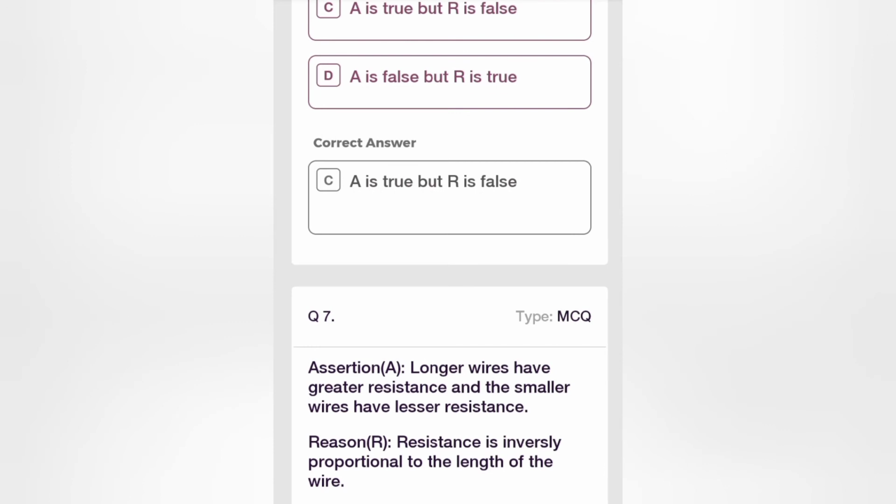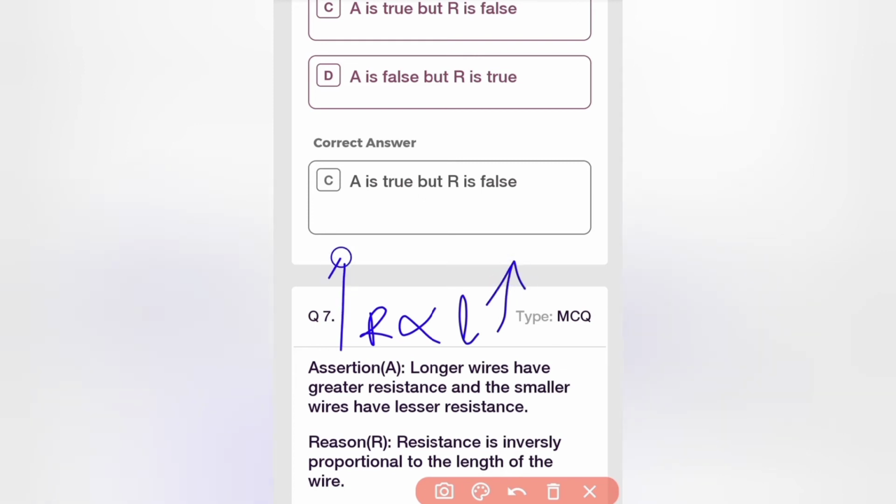Longer wires have greater resistance and smaller wires have lesser resistance. Now, longer wires will have greater resistance. Yes, correct. Because as the length is increasing, the resistance will also increase, and smaller wires will have lesser resistance. That's true. And resistance is inversely proportional to the length of the wire? No, it is directly proportional.